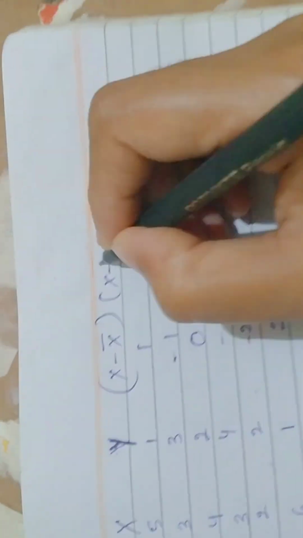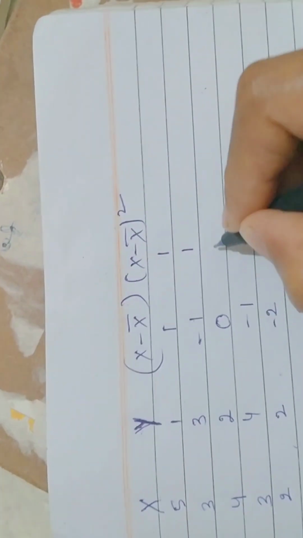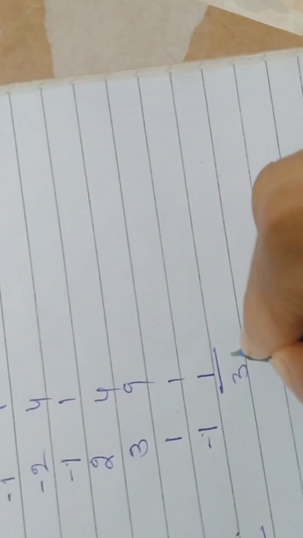Next we have to do x minus x bar, whole square. We need to find the square of each of these. So 1 squared is 1. Similarly 1, 0, 1, 4, 4, 1, 4, 1, 4, 9, 1, 1. Then we need to sum all these numbers, and that will be around 32.